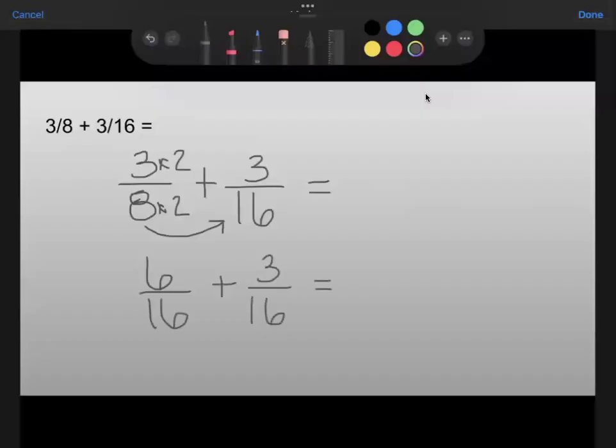Okay, again, when I'm adding, I don't add the denominators. Those stay the same. It's just going to be over 16. And then 6 plus 3 is 9. Okay, so now I just need to look at it and see if I can simplify it. I don't think that I can. It's not an improper fraction. The top is smaller than the bottom. And I know I can divide 9 by 3, but I can't divide 16 by 3. So I think this is the simplified answer. So this is going to be our final answer here.